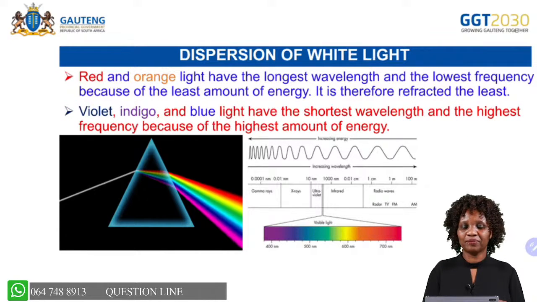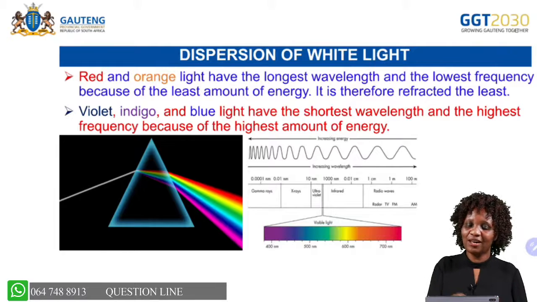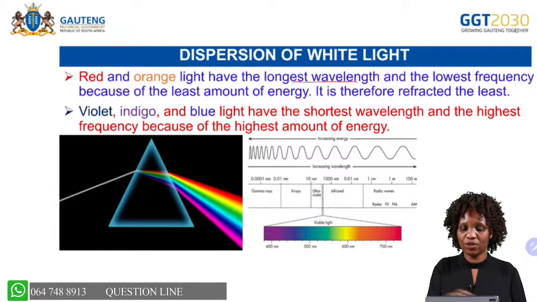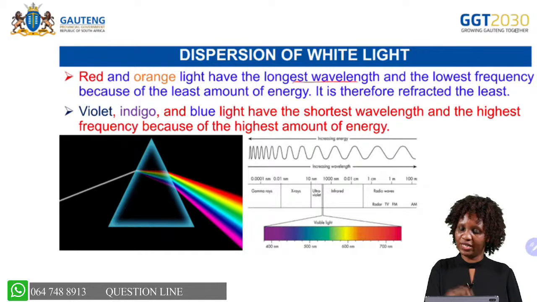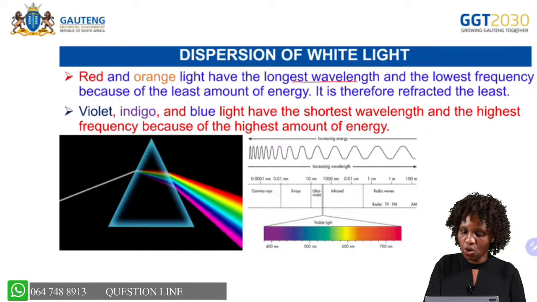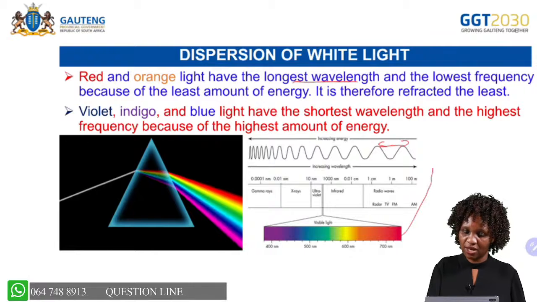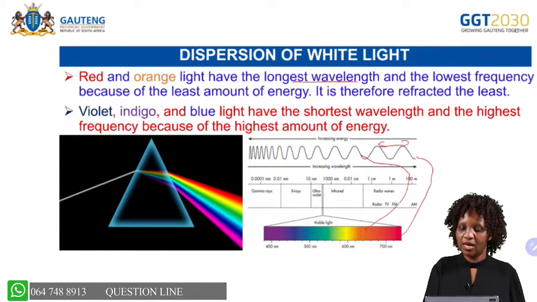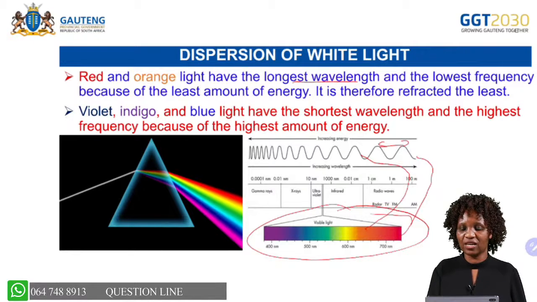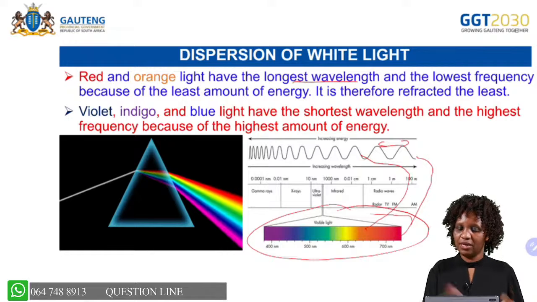And then red and orange light have the longest wavelength. Why am I saying they've got the longest wavelength? If you check on red, you can see the distance in between the crests. It is long. And then this is red here. And then orange is following red this side. And it is blending. You can see these colors. They are the colors of the rainbow. Okay. They are blending into each other.